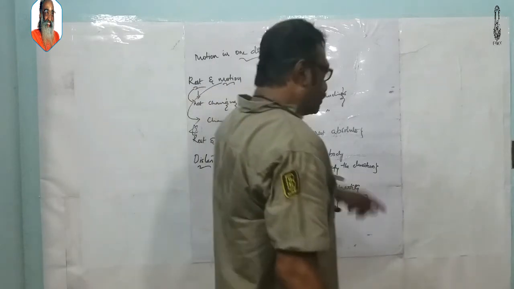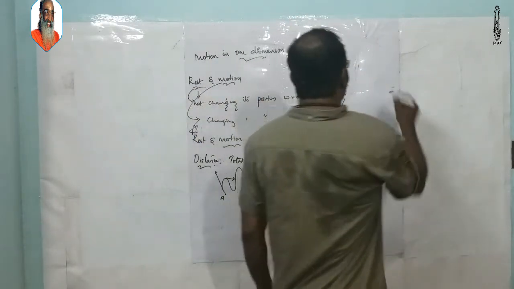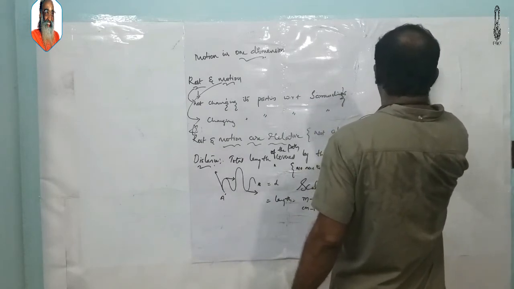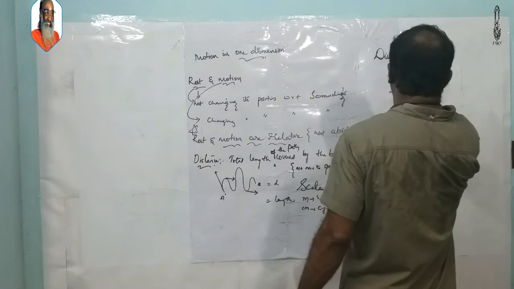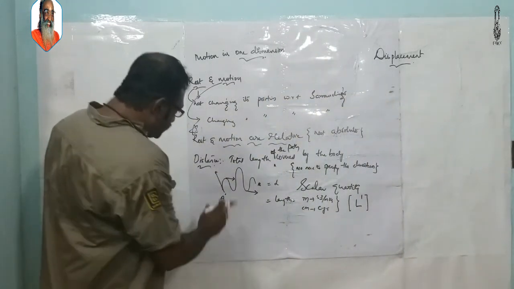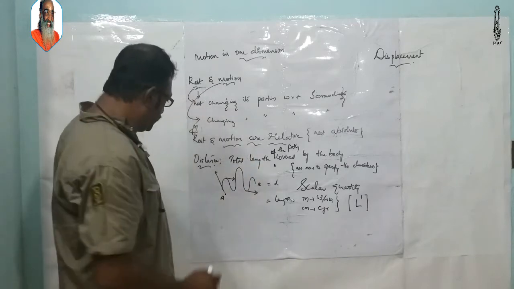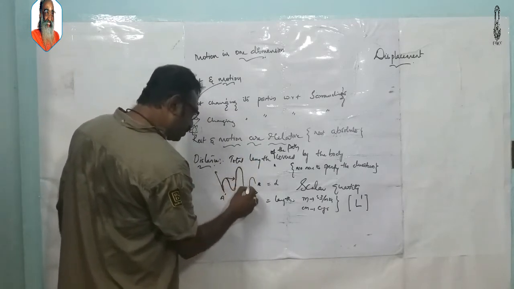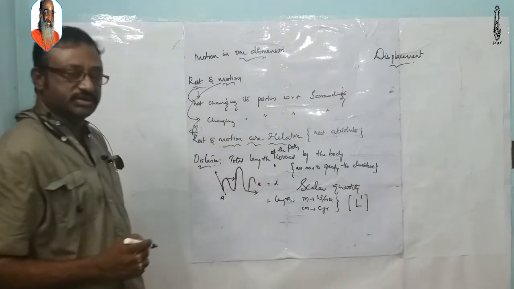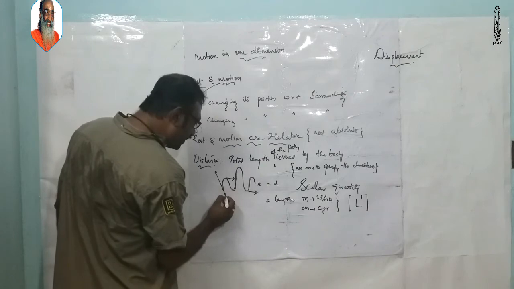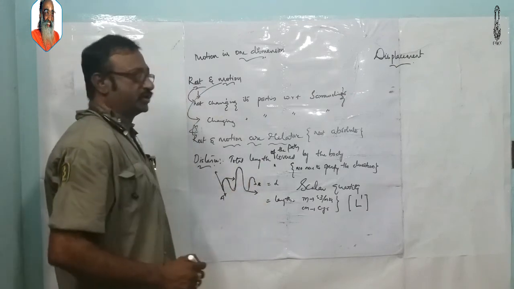I'm coming to the very next term to it. What is the very next term to the distance? Displacement. Let us take the same example here. Can we take this complete path as the displacement? No. Then what is the displacement? It is a straight line path from the initial point to the final point.